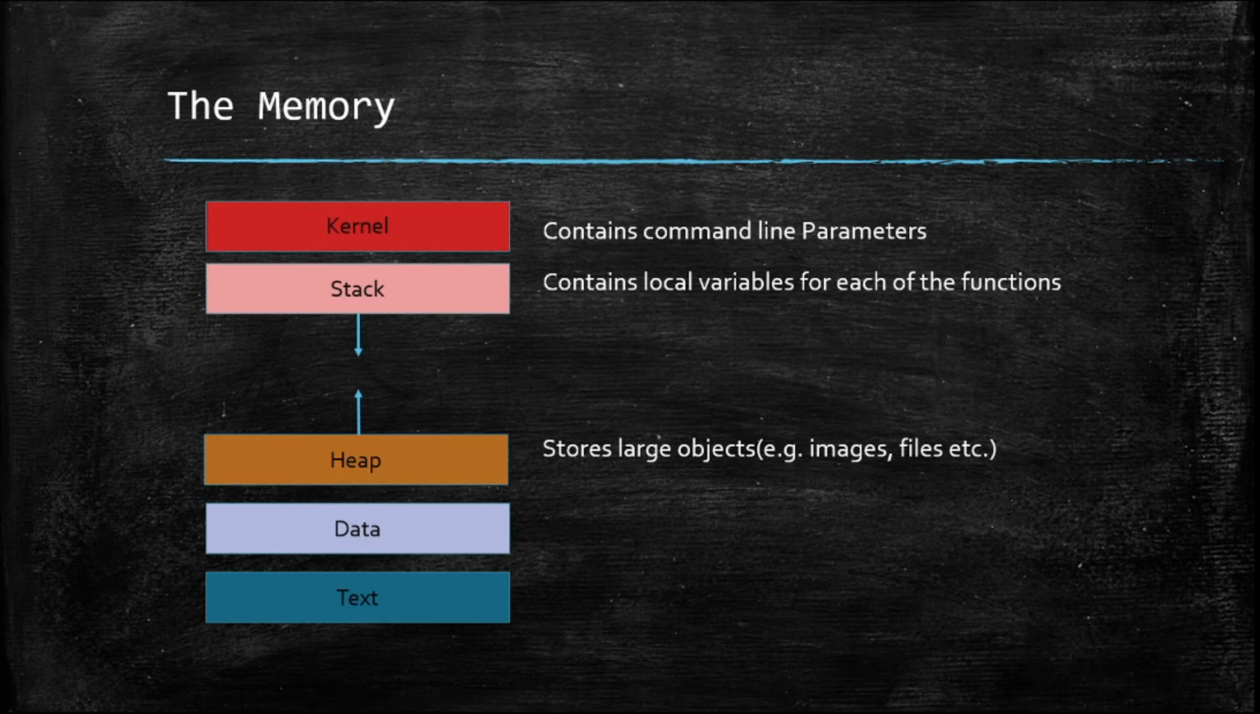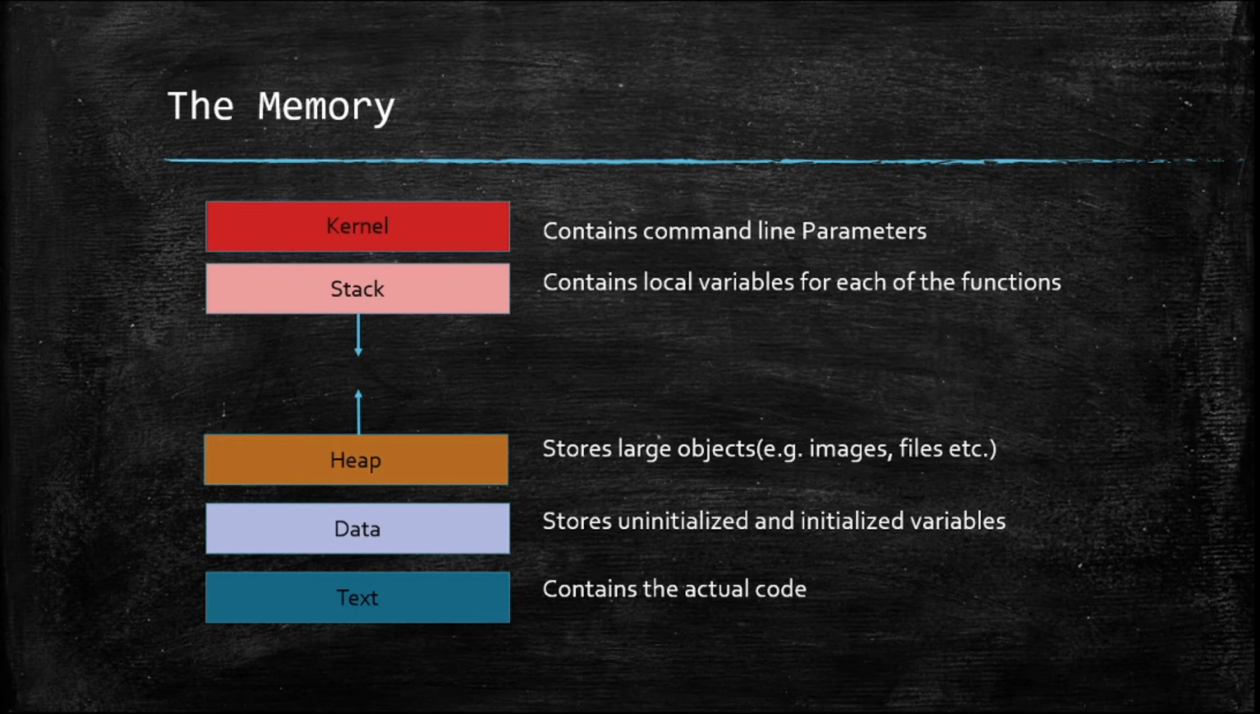So, as you can see, it grows upwards in memory while the stack goes down. Okay. Now you also have the data. Data is for storing initialized and uninitialized variables. Okay. Now we have the text. This contains the actual code, the code of the executable stored. All right. Now, what we are basically interested in, where the magic happens, is the stack.